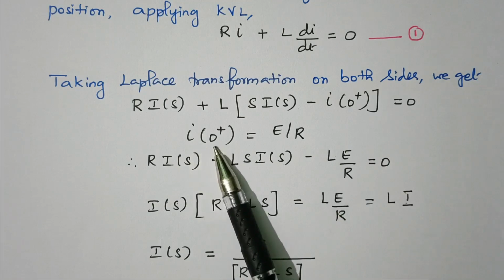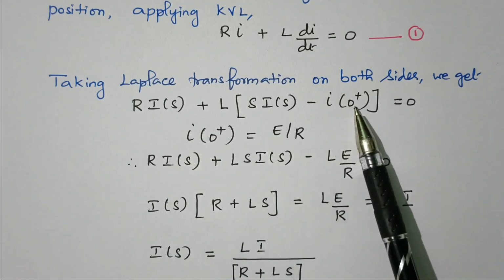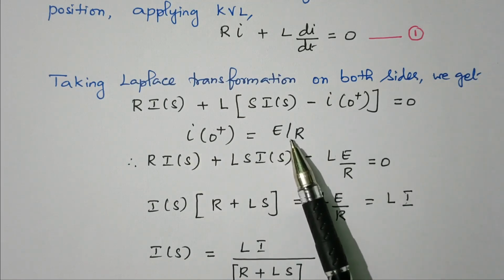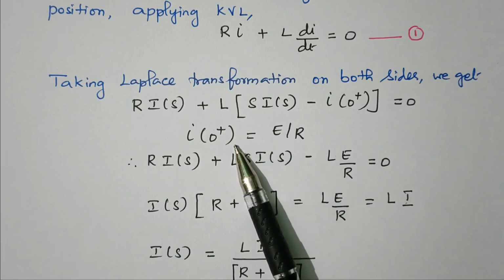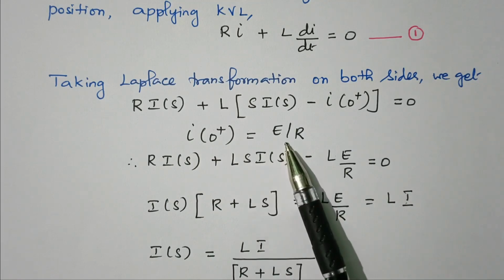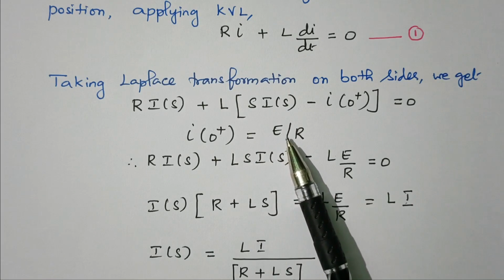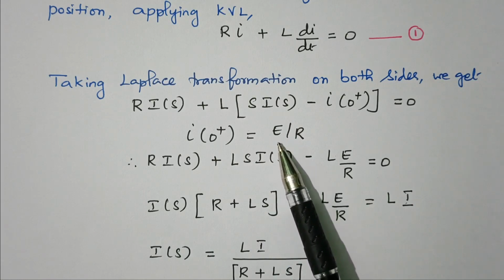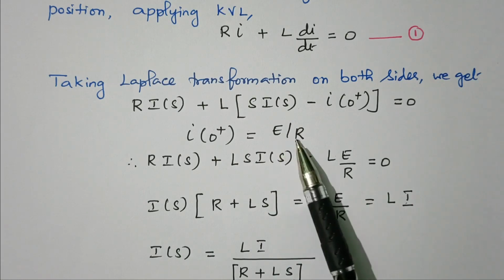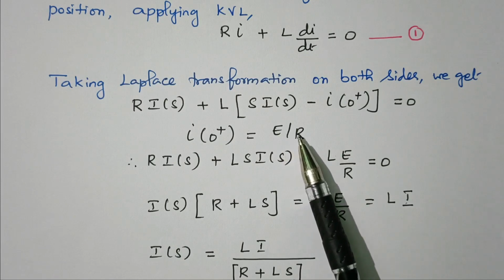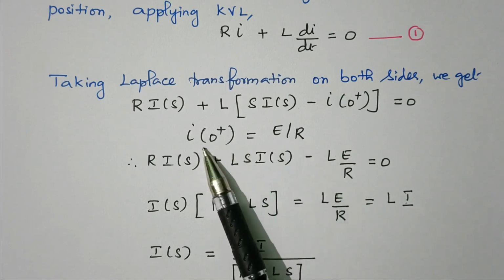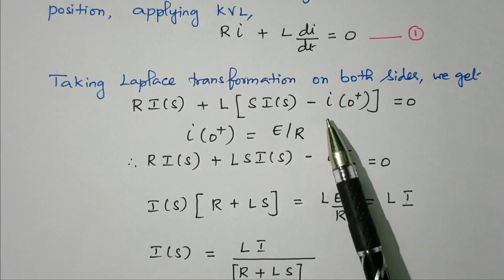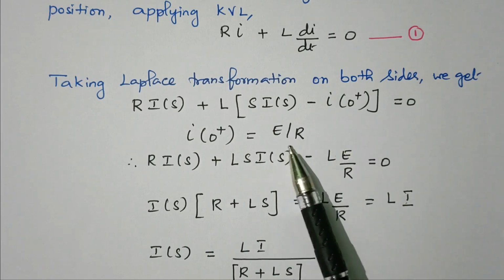So I of 0 plus, that is after closing the switch, is E by R. The current after closing the switch is E by R, because before going to position 2, the switch was kept in position 1. So the current slowly increased and reached the steady state value E by R. After closing the switch, the initial condition of the inductor current is E by R. So I of 0 plus is E by R.